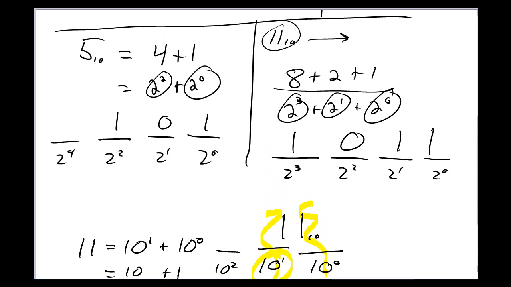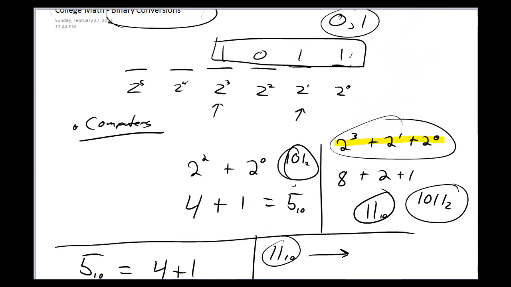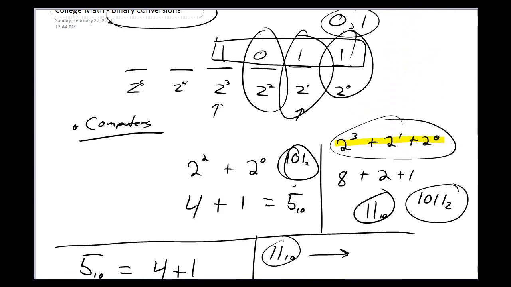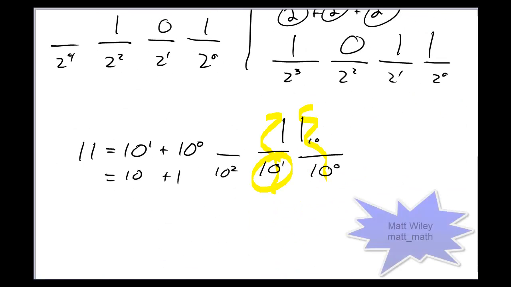So it's the same idea, base 10, base 2. You've got these positions, and depending on what position you're in, you're worth more or less than previous ones. And you talk about these exponent powers. So I think that pretty much covers binary numbers, and I hope this helped.